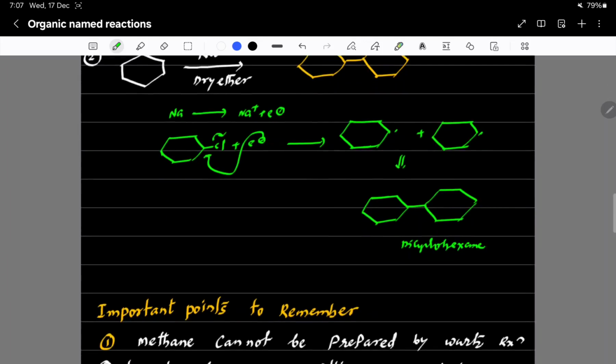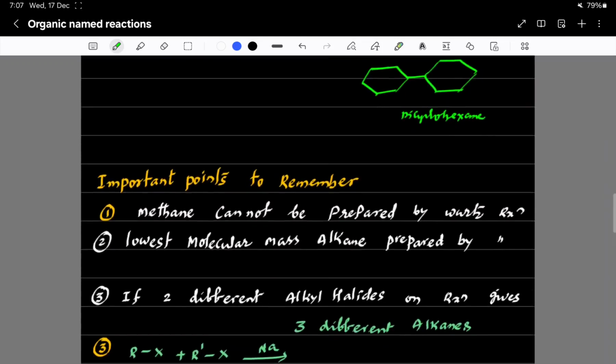Now look, students, this is the general reaction. We will discuss a very important point for this Wurtz reaction. The first point: methane cannot be prepared by the Wurtz reaction, because coupling takes place, as these alkyl free radicals undergo dimerization. So at least we will get C2H6, the lowest molecular mass possible product. That's why methane cannot be prepared by this method.